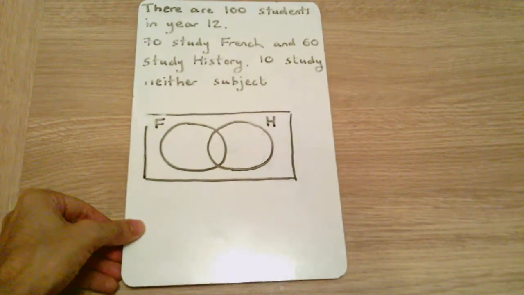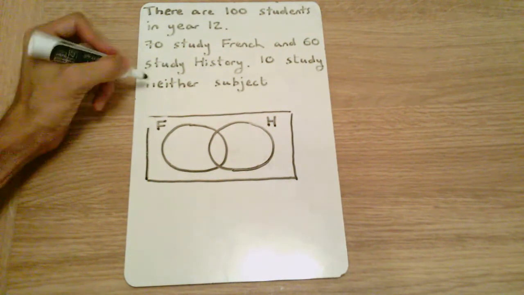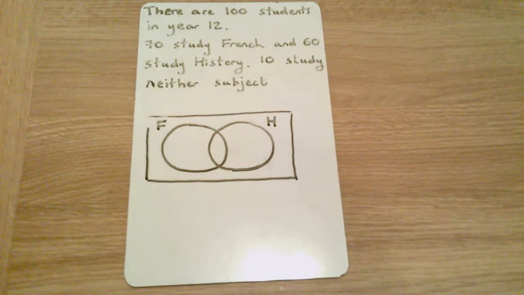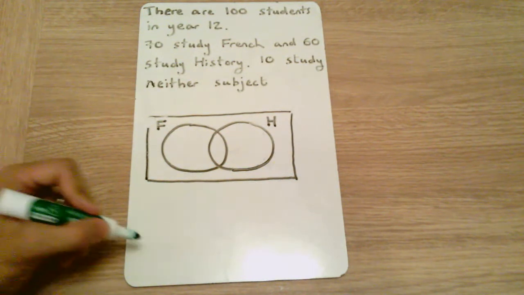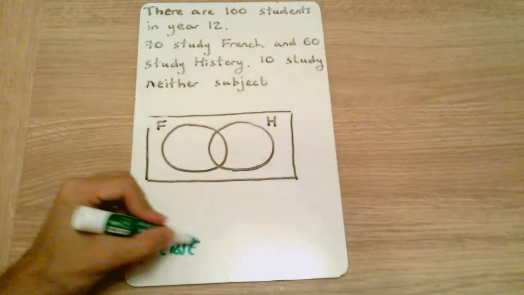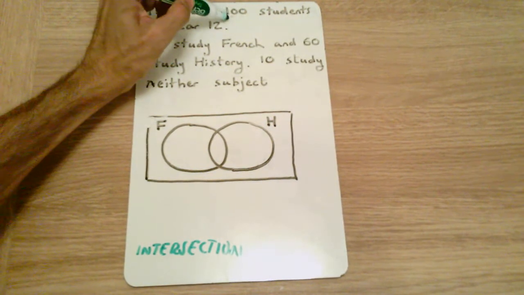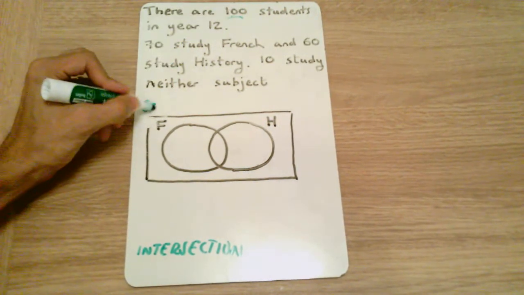And we have over here a scenario where it tells us that there are 100 students in year 12. 70 study French, 60 study history, and 10 study neither. Now, we said previously, first place to always start is the intersection. Always look at that intersection first. However, we don't know what the intersection is. What we do know is that there are 100 in total. So I'm going to put that 100 up here.